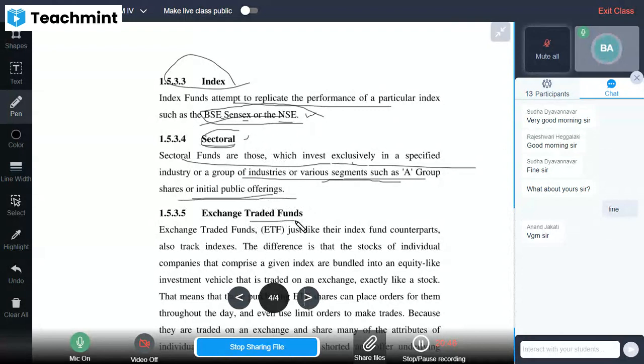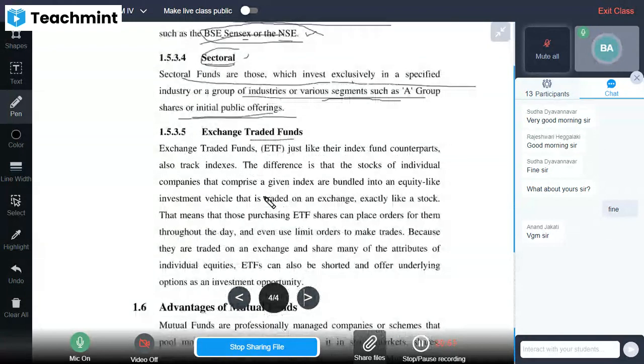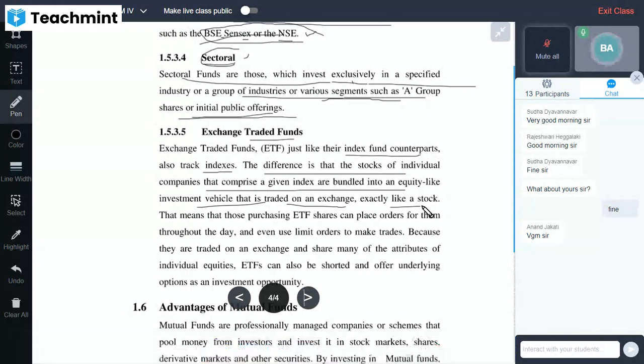And lastly, we know the ETF, exchange traded fund, right? These are funds that, like their index fund counterparts, also track indexes. The difference is that stock of individual companies that comprise a given index are bundled into an equity like investment vehicle that is traded on an exchange, exactly like stock. So exchange traded funds are funds that invest in stocks and indexes.